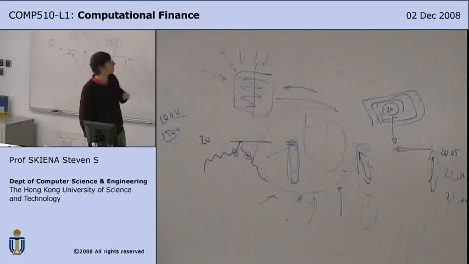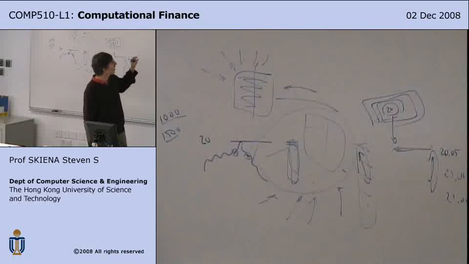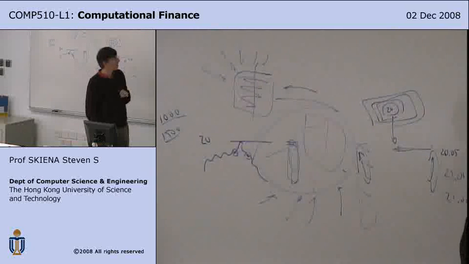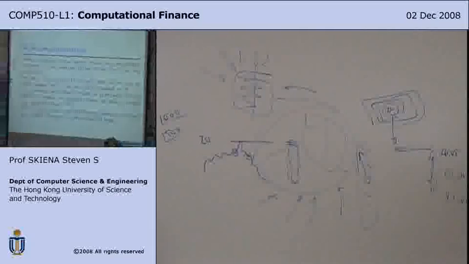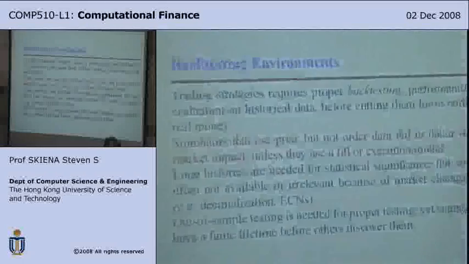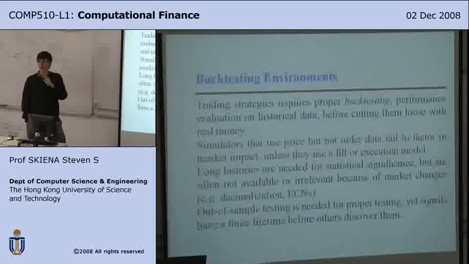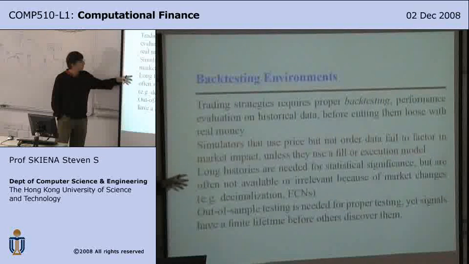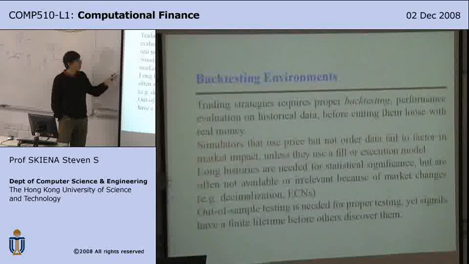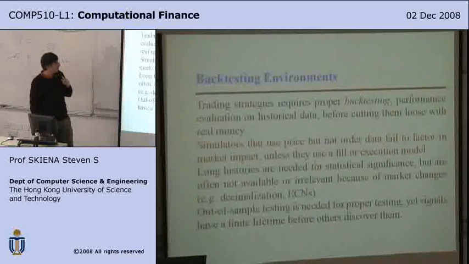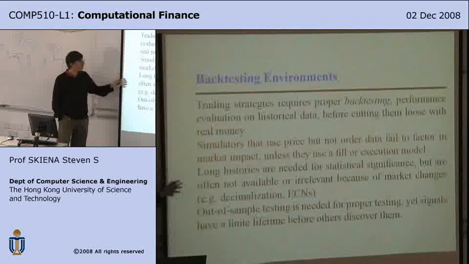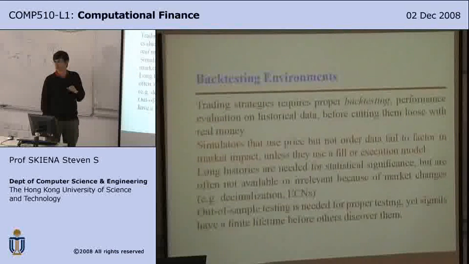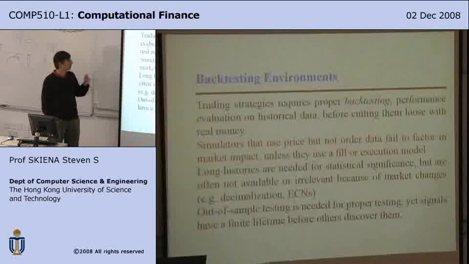Again, we talked here about backtesting environments. Backtesting means evaluating performance on historical data. That's what you are doing in homework 2. If your simulator uses price but not order data, you don't study market impact. That's the limitation of what you're doing in the homework. In principle, to do good backtesting, you need a long stock history that you can run it on. But of course, you can't necessarily study trading strategies on long histories, because the world has changed.